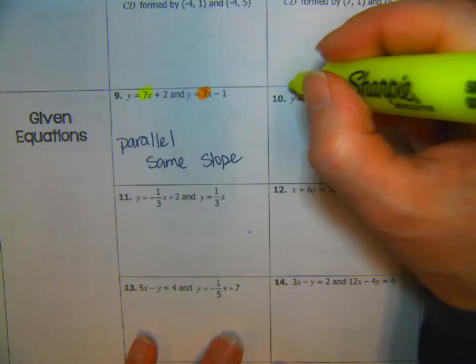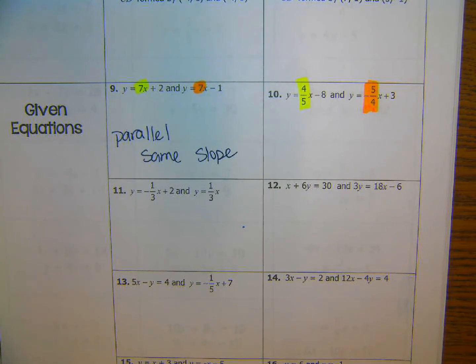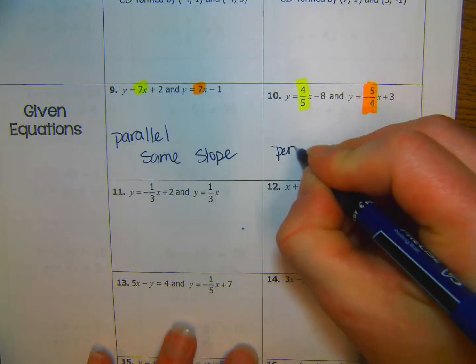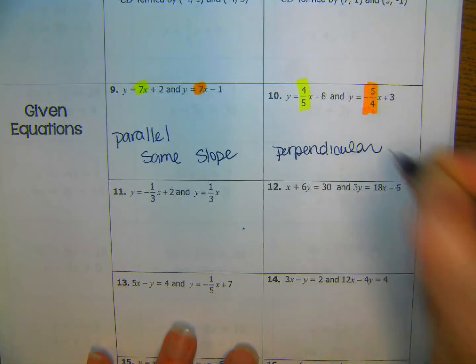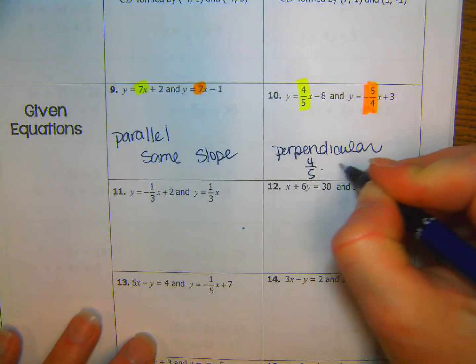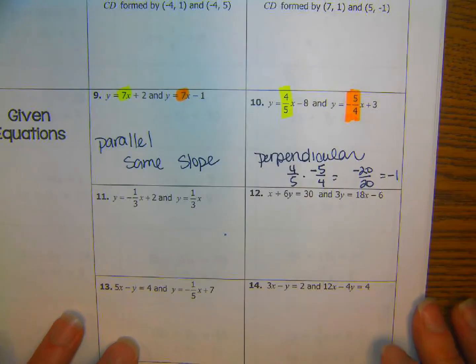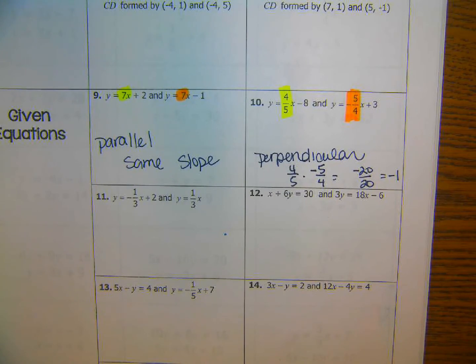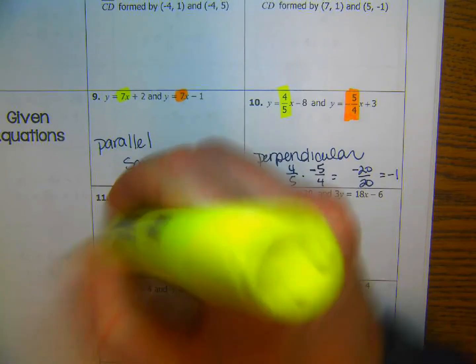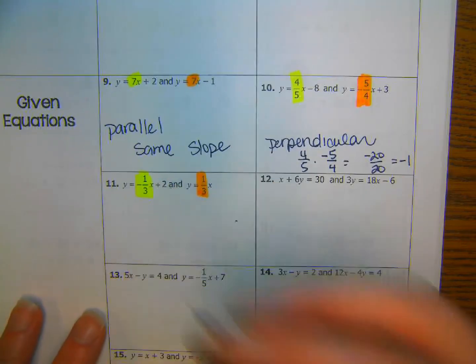Okay. Let's do this one. And that. Somebody said perpendicular. Now, if I ask you for your reason why, you can say opposite reciprocals, or show me 4 times 5, or 4 over 5 times negative 5 over 4 is negative 20 over 20, which is negative 1. You can just multiply them together to get a negative 1. How about that and this? Neither. They're just opposites, right? Yeah.